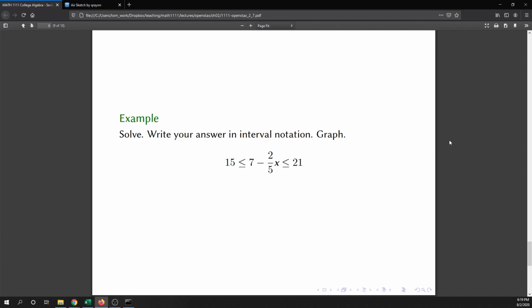All right, in this video, we are going to work the following inequality. We have 15 is less than or equal to 7 minus 2/5 x, which is less than or equal to 21. So this is a compound inequality that has a fraction in it.